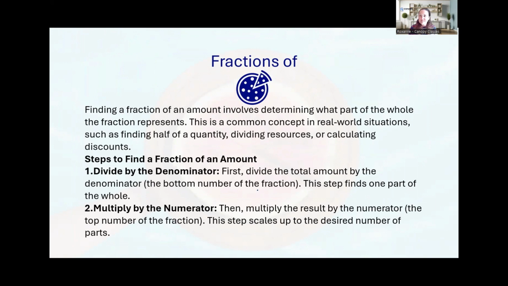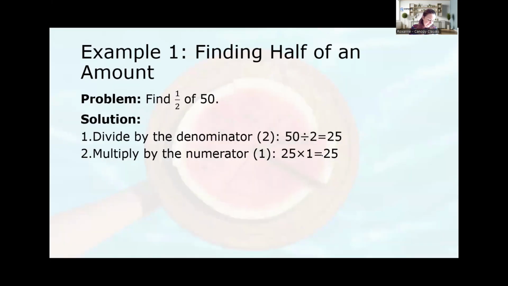Okay, finding fractions of an amount. So here, there's a few ways in which people like to do this. Some people like to multiply the numerator first, then divide by the denominator. Other people like to divide by the denominator and then multiply by the numerator. Honestly, you're carrying out the two sums. So if you've got a preference, it's absolutely fine. This example is going through divide by the denominator first, then multiply by the numerator. Let's have a look at some examples.